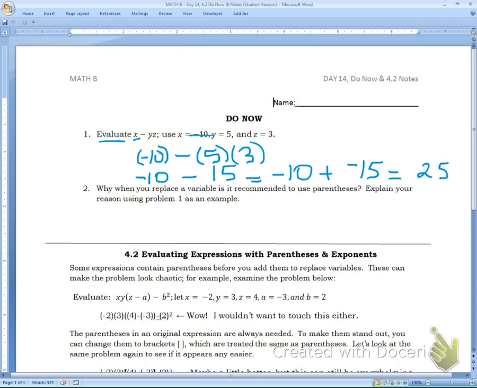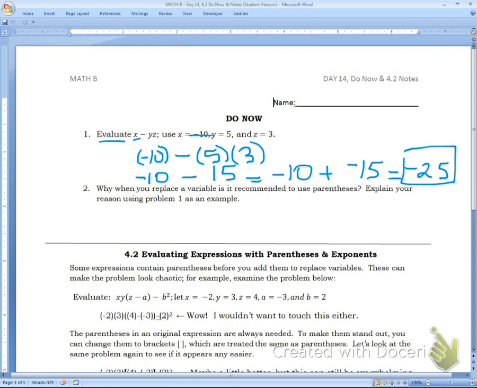And the bigger sign wins. Don't forget that last part of the rule. Because they're both negative, your answer has no choice but to be negative, but -15 is bigger, or the 15 is bigger than 10, so that's where we get the negative sign from. So your final answer should be -25.